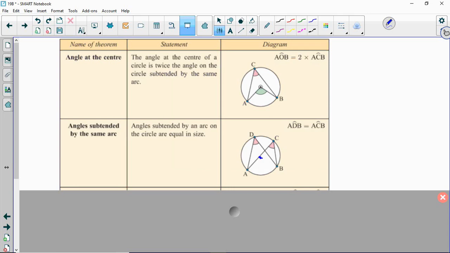Because if we have a central angle here, and we're saying that this angle is half of the central angle, but this angle is also half of the central angle, then obviously they have to have the same measurement. So anytime we have two angles subtended by the same arc, and those angles are both on the circle, then those angles must be congruent to each other.